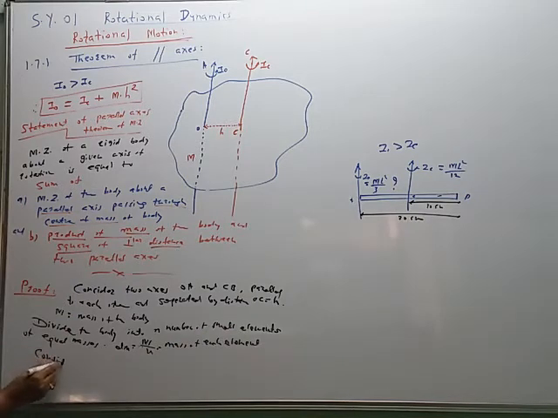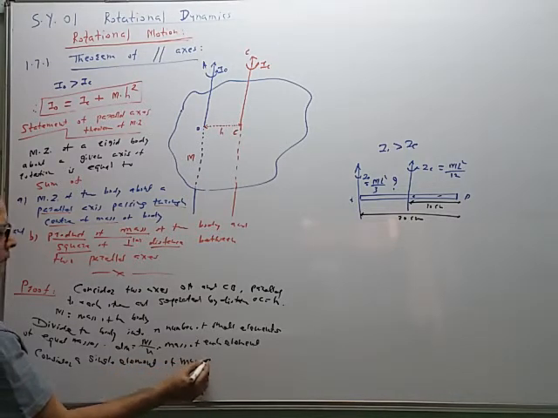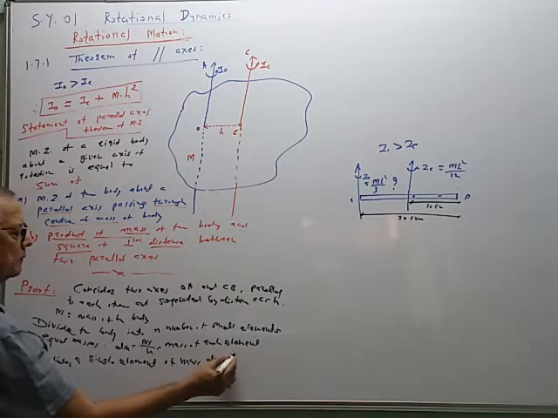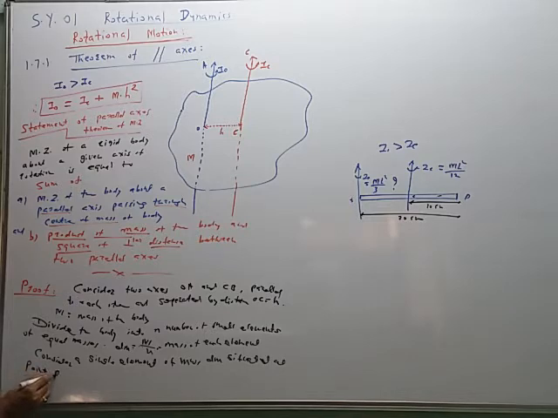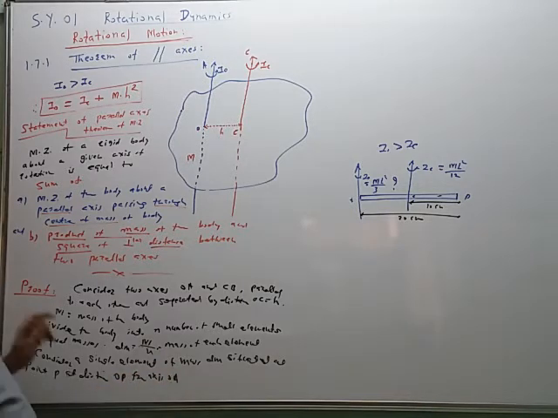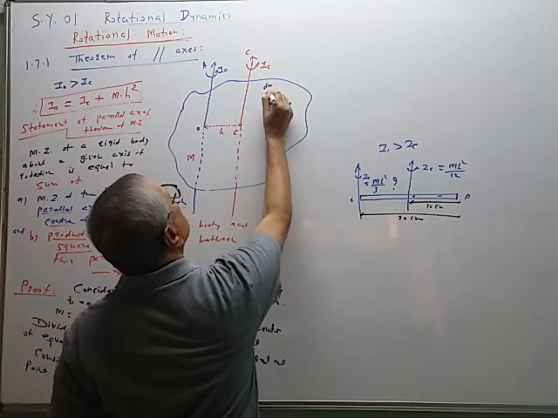Consider a single element of mass dm situated at point P, so that OP is the distance from axis OA. So consider the element of mass dm situated at point P.